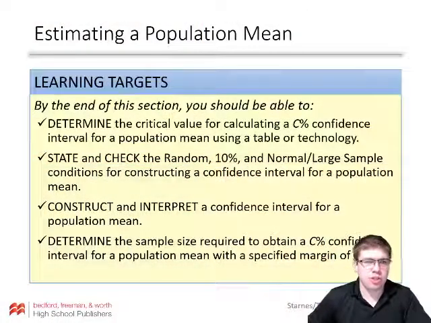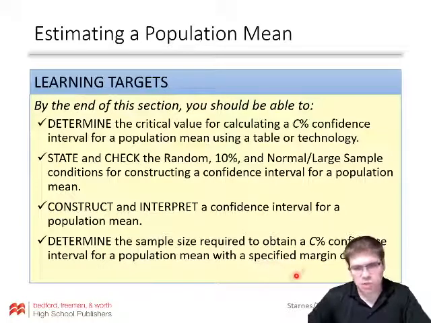By the end of this section, you should be able to determine the critical value for calculating a C% confidence interval for the population mean using a table or technology. You should be able to state and check the random, 10%, and normal/large sample conditions for constructing a confidence interval for a population mean. You should be able to construct and interpret a confidence interval for a population mean and determine the sample size required to obtain a C% confidence interval for the population mean with a specified margin of error.